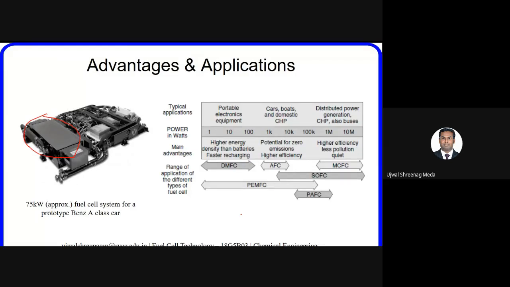And the picture on the right speaks about different types of fuel cells that can be used depending upon the power requirement. Say if you consider DMFC, that is direct methanol fuel cell, it ranges from 1 watt. It can be as small as 1 watt and it can go up to 100 watts.